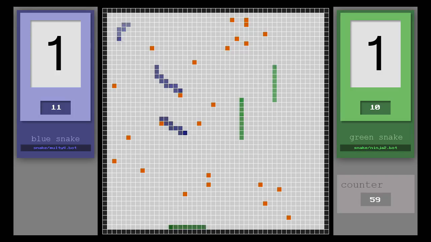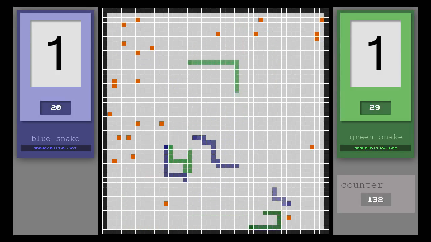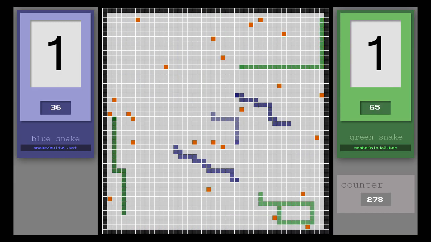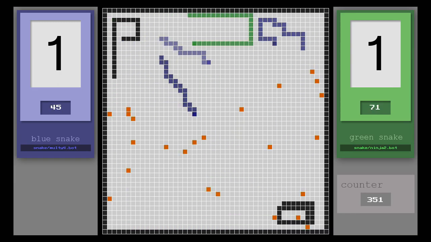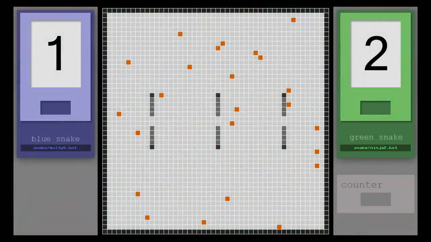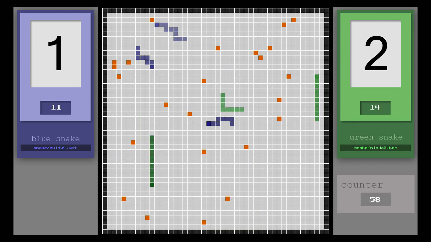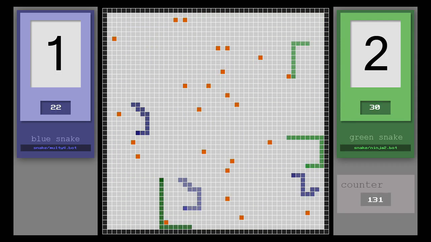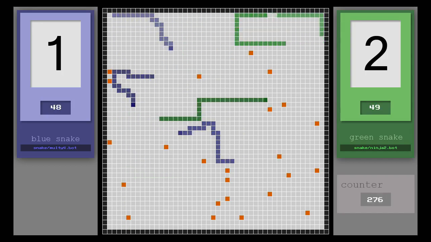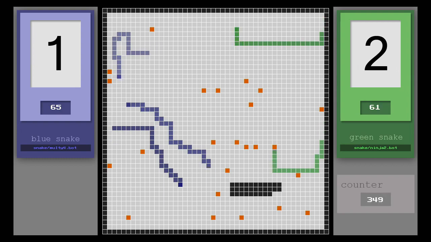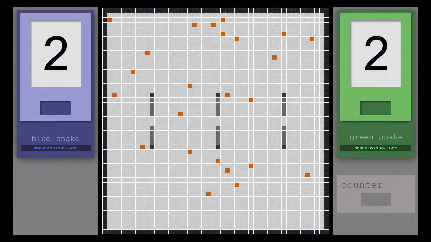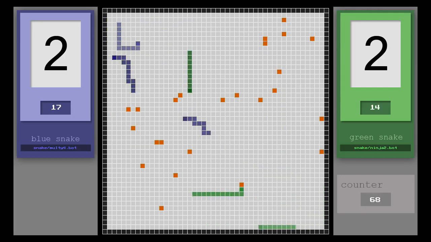The score is 1-1. The Greens, as usual, are ahead. Note the difference in their movement. The Blues zigzag, while the Greens are more straightforward. The Greens managed to win the game even though only one of them reached the end. The score is 1-2 in favor of the Greens. This time the teams are very close to each other. Who will win? The Blues have won. The score becomes 2-2.